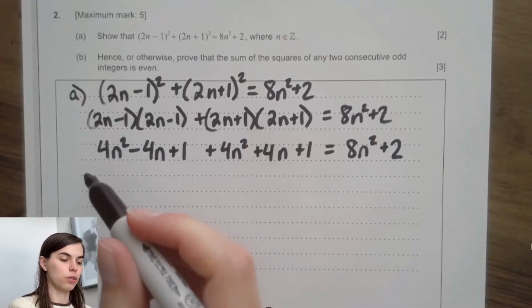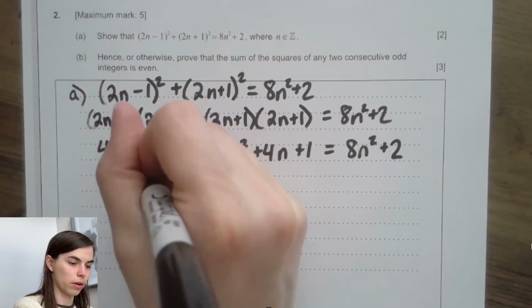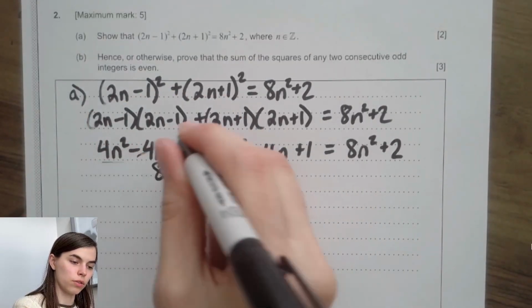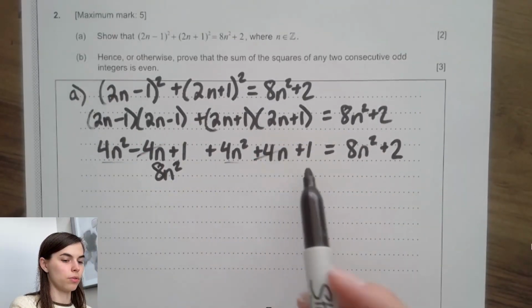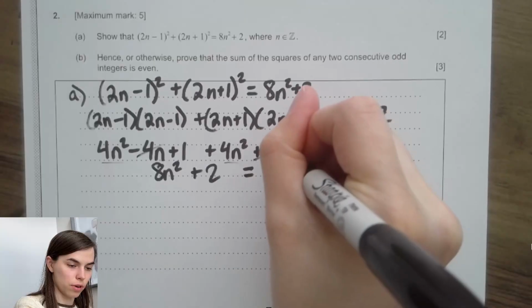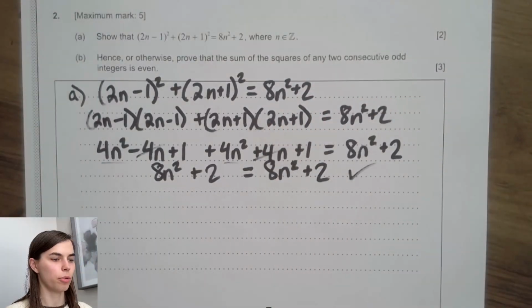if we combine like terms, we have 2 of these n squareds. So 4n squared plus 4n squared, 8n squared. We have a negative 4n plus a 4n. Those things cancel each other out. And then we have plus 1 and plus 1, which is plus 2, which does equal our right side of 8n squared plus 2. So there's part A.